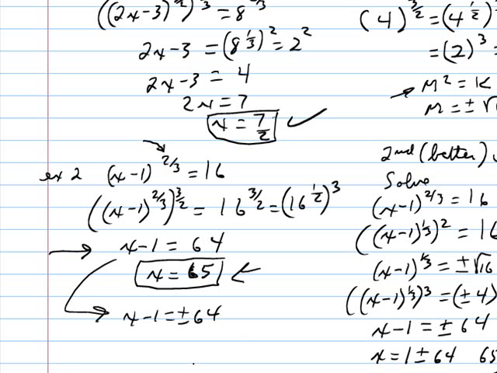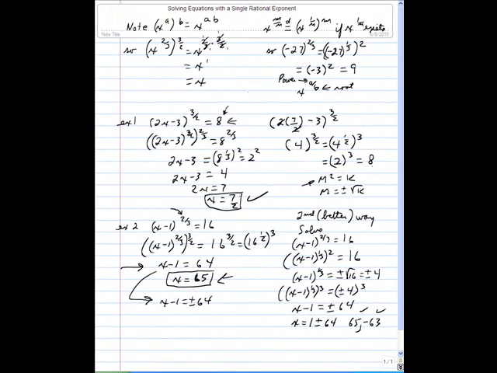But I don't care which way you do it, but don't leave out the negative 64, and remember, you get the negative when the top number is even. We wouldn't have gotten it here. And that concludes the podcast on solving equations with a single rational exponent.